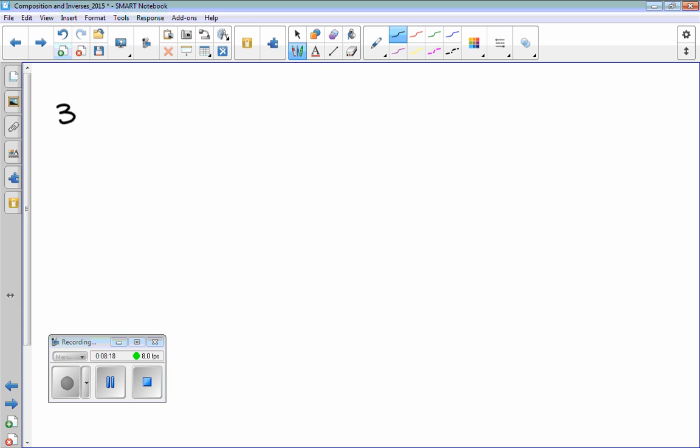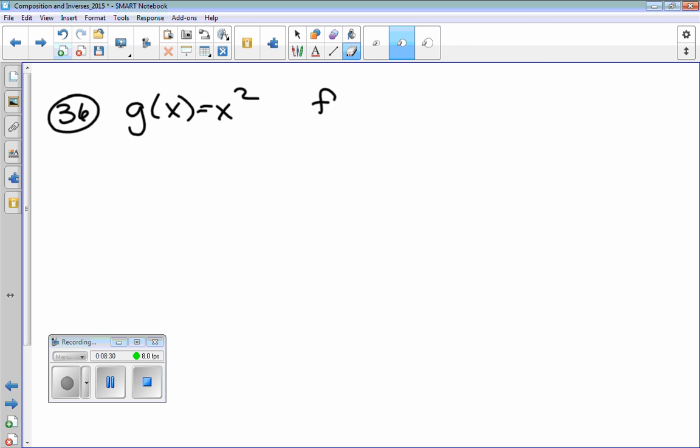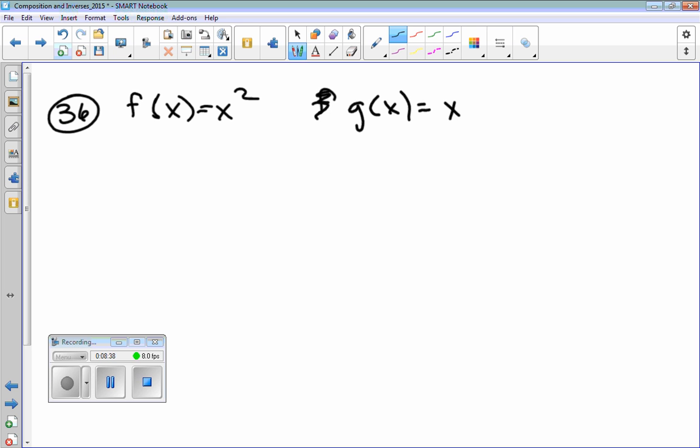36? All right, let's look at that one. So in 36, we have two different functions here. We have f of x is x squared. I'm sorry, wrong way. I wrote it down wrong. And then you have g of x was x minus 3. And in 36, you're trying to find g of f of negative 2.